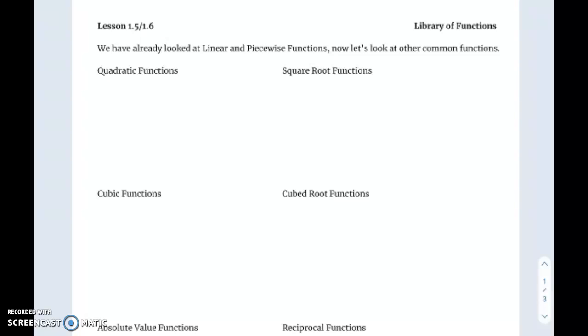In lesson 1.5.1.6, we're going to look at a library of functions, which just means a set of functions that we should all know and be familiar with. We have already talked about graphing lines and piecewise functions, so we know about linear and piecewise functions. I know we know about these others, but we're going to refresh.